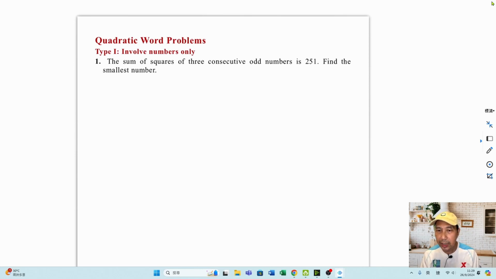The sum of squares of 3 consecutive odd numbers is 251. Find the smallest number. Okay, in this question, I think the most critical phrase is 3 consecutive odd numbers. What it refers to is very simple. Just take a look at an example. For example, 13, 15, 17, they are 3 numbers, they are consecutive, and they are odds. Okay, one more example, 21, 23, and 25.